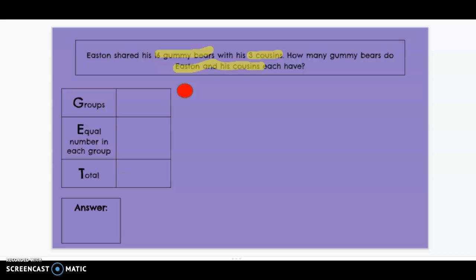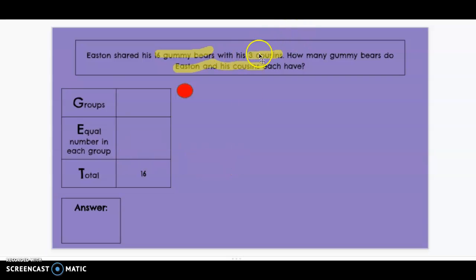Okay, so do I have a total in this problem? Do we have a total number of gummy bears in this problem? We do have a total number of gummy bears. So if you said yes, you were correct. What is my total number of gummy bears, though? The total number of gummy bears is 16. So I'm going to type 16 into my total.